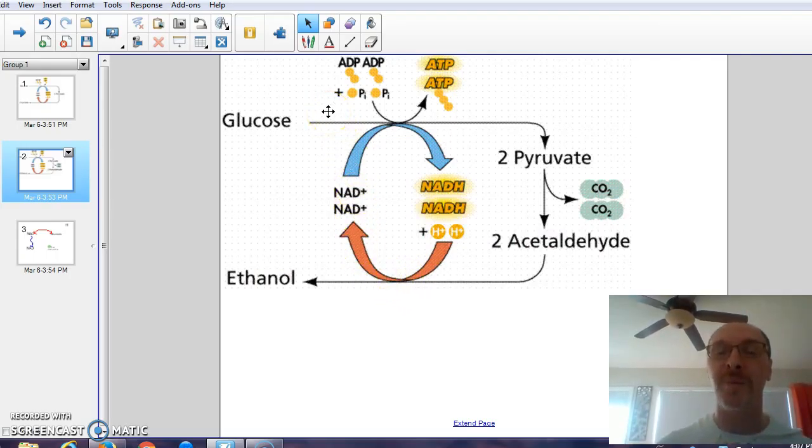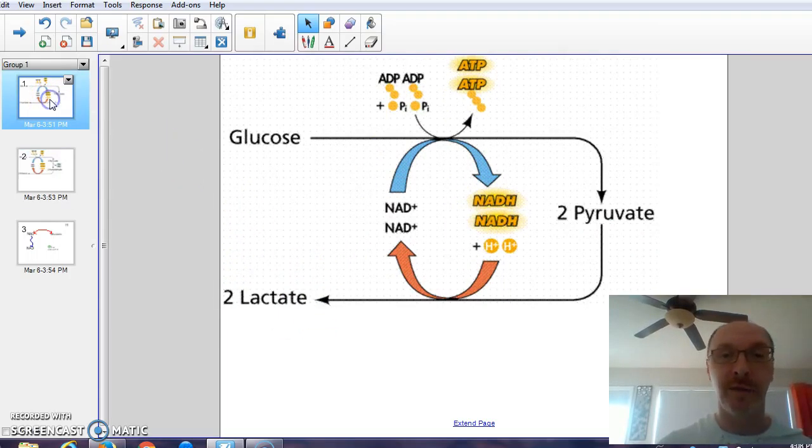So all this is happening in low oxygen environments. Of course, the product of this form of anaerobic respiration is ethanol, and in lactic acid fermentation, the final product is going to be lactic acid. All right. So that's the basic biochemistry of those two forms of anaerobic respiration, and of course there's some applications of that which we'll deal with in a future video.